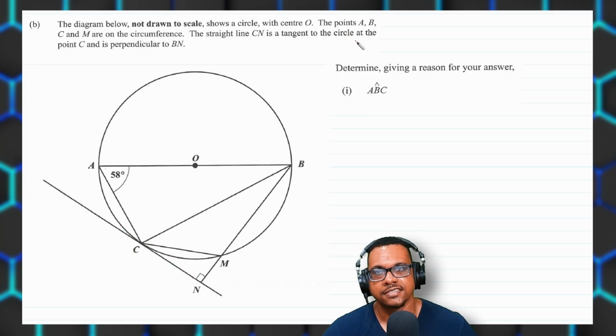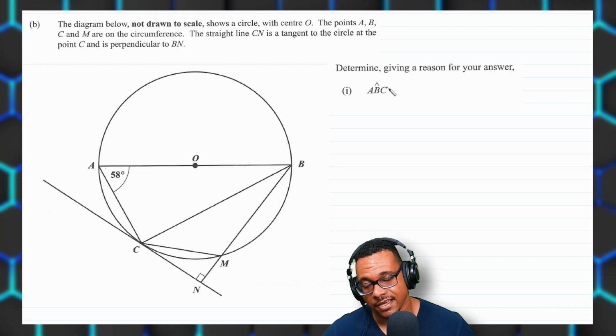Okay, so it's saying tangent to a circle at the point C, which means it's touching the circle at point C, and is perpendicular to BN. So this is B to N here, and you see 90 degrees means CN is at right angles to BN. Now for the first part of the question, they want us to determine, giving a reason for our answer, angle ABC. So again, the angle is always at the letter in the middle. So AB will be one arm and BC will be our next arm. So we come here, AB one arm and then B to C another arm. That means this is my angle here. Angle ABC.